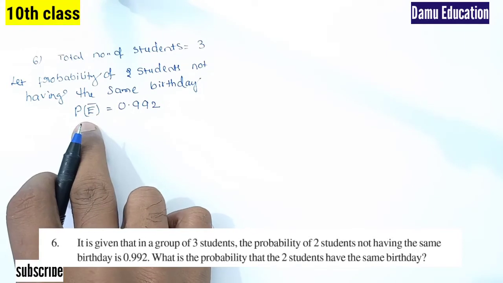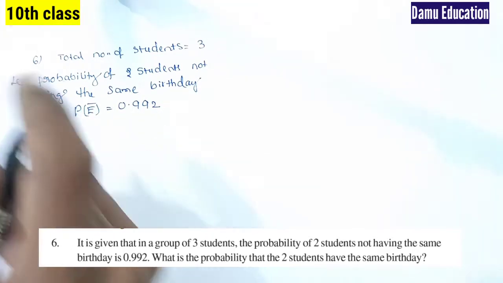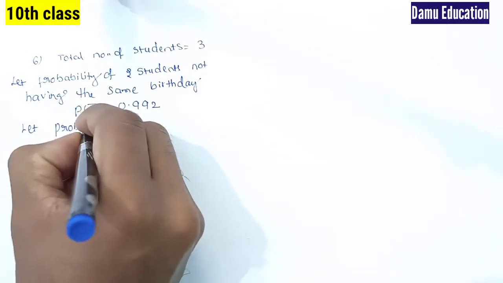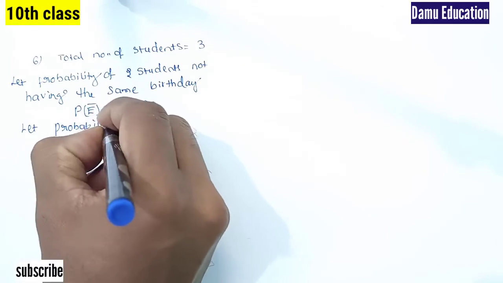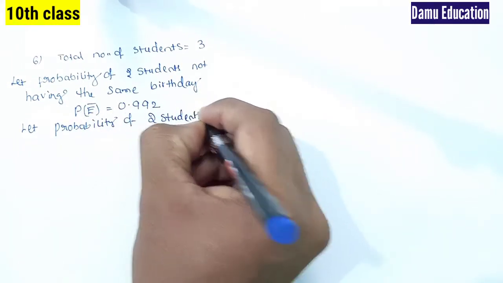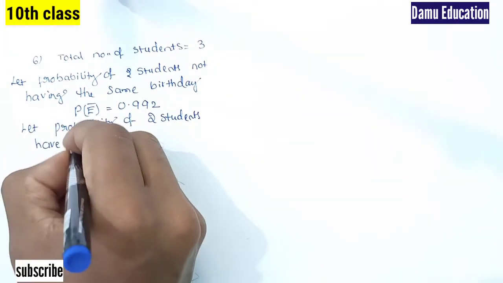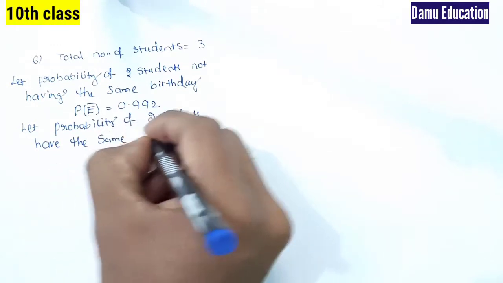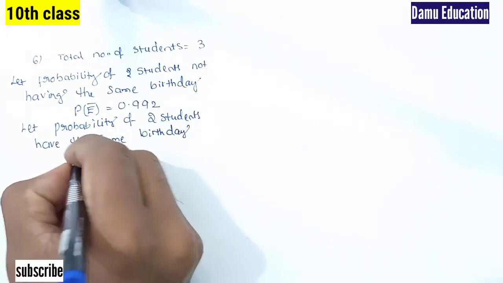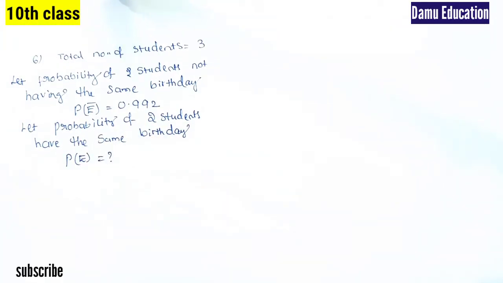We took it as P of E bar. Then what is the probability of two students having the same birthday? The probability of two students having the same birthday, that is P of E. We need to find P of E.